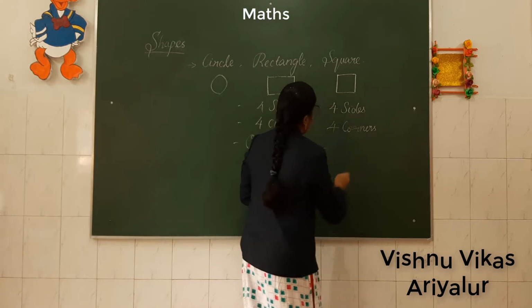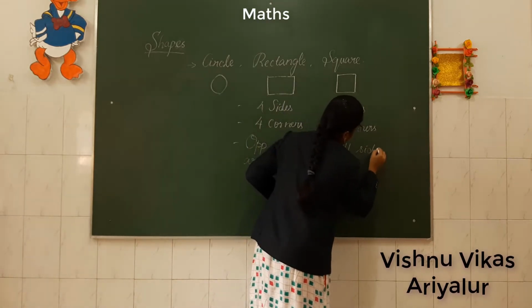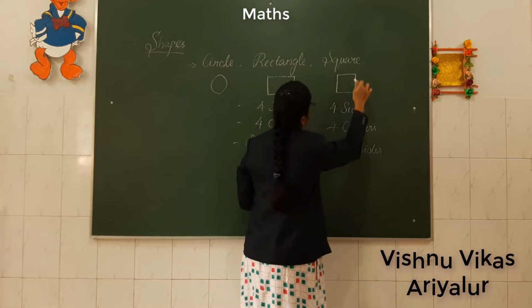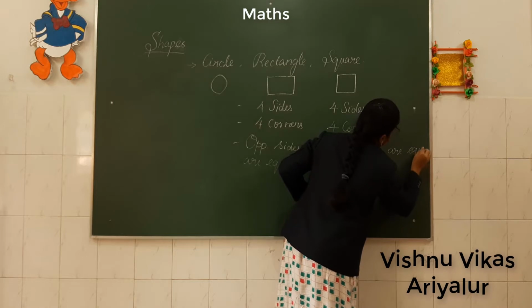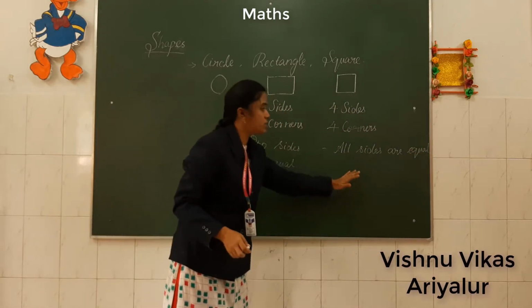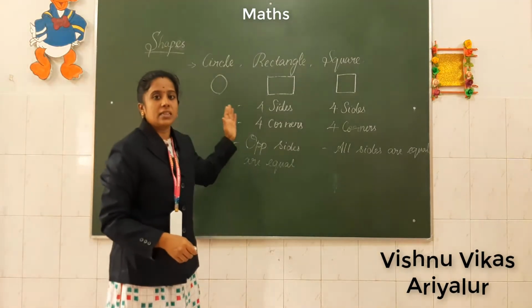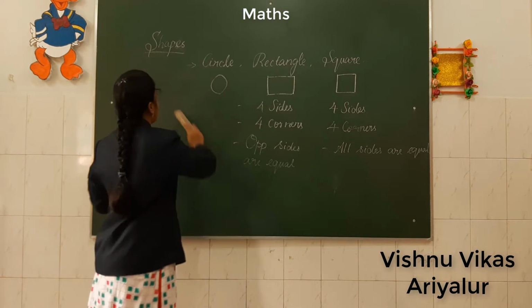And here all sides are equal. All sides are equal. Have you noticed? All sides are equal in length. It has 4 equal sides. So this is the difference between rectangle and square. These are the basic shapes we have learnt in the previous session. So this is the recalling part.